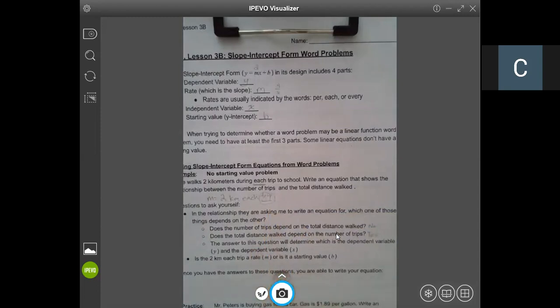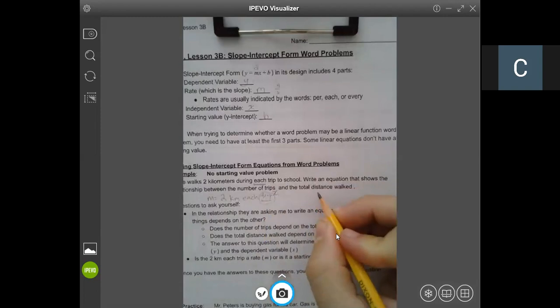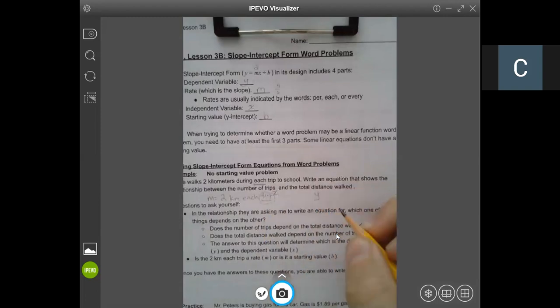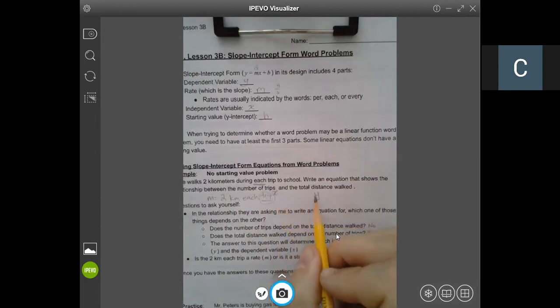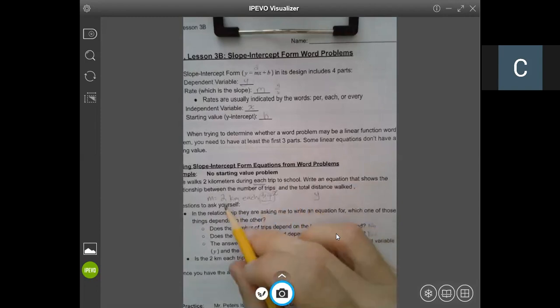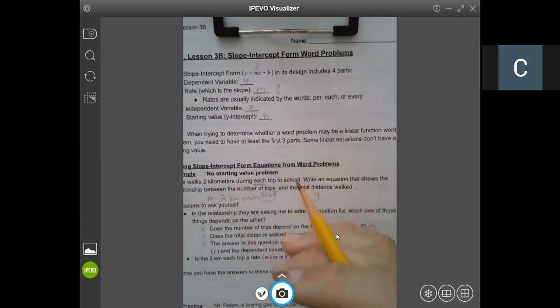So in this problem where it's asking us to show the relationship between the number of trips and the total distance walked, the number of trips would be our x value, and the total distance walked would be our y value. So now I have defined for myself what each variable is representing and whether it's independent or dependent, and I have a rate. So in this problem, I said that these are a no starting value problem. If there was a starting value, there'd be something else with a number here.